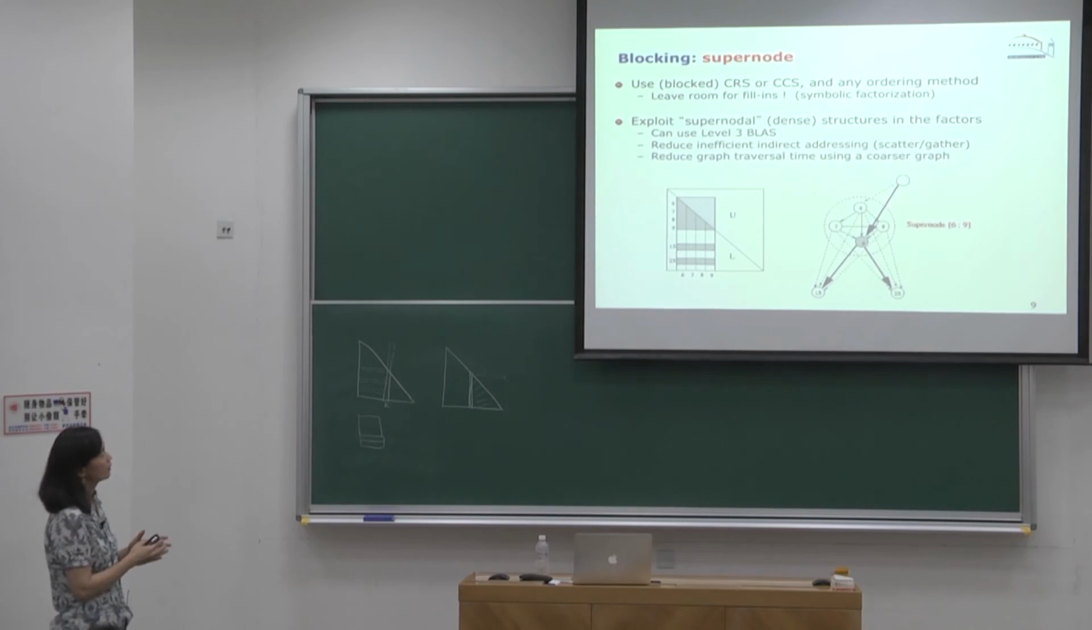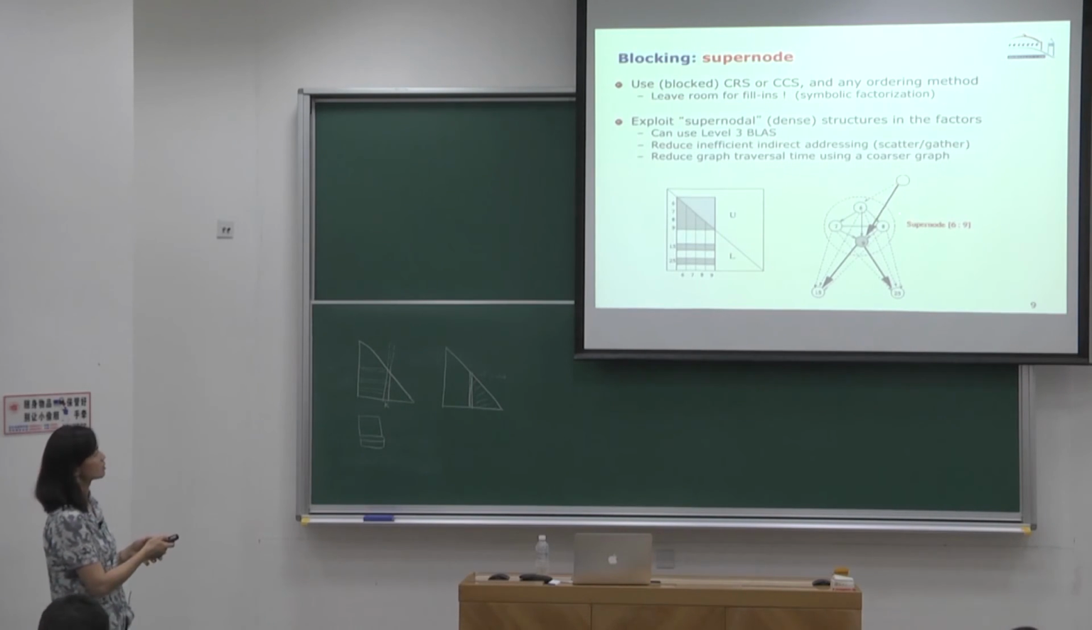So then you can build a graph which consists of all these super vertices, super nodes, instead of the original graph, where each vertex, each column, is one vertex. But with this analysis, once you identify the supernode, you can have a much smaller graph. In the smaller graph, each vertex corresponds to several columns. And then when you do the symbolic factorization, graph traversal, depth first search, breadth first search will be much cheaper since you are dealing with a much smaller graph.